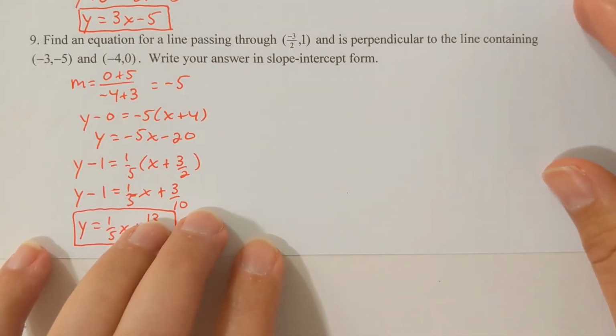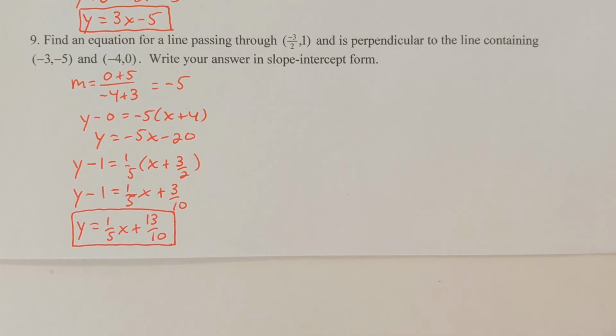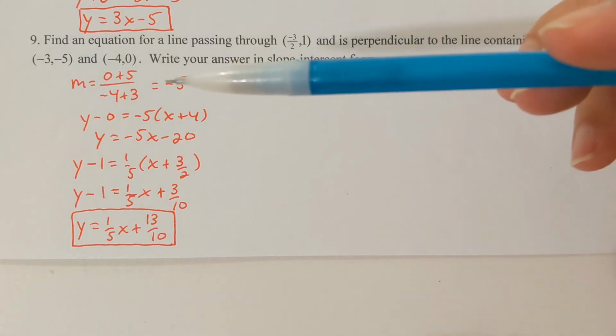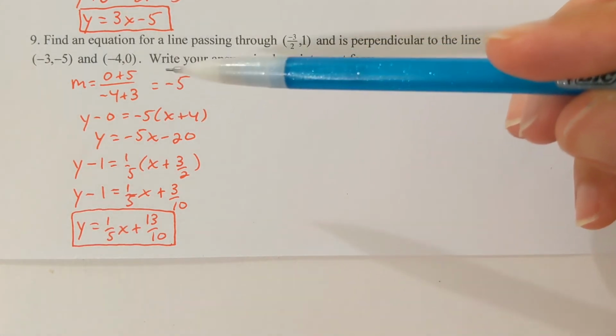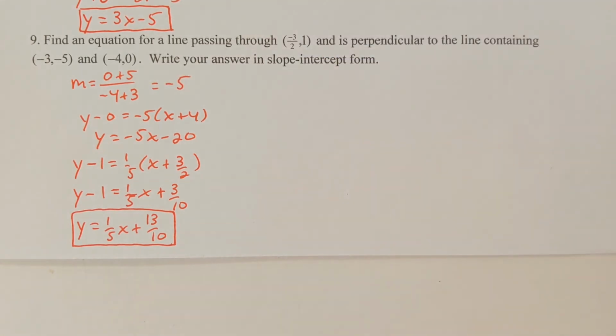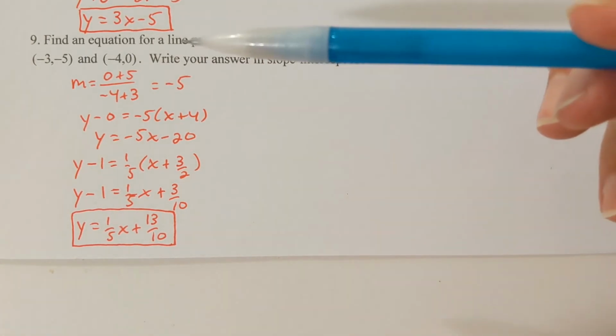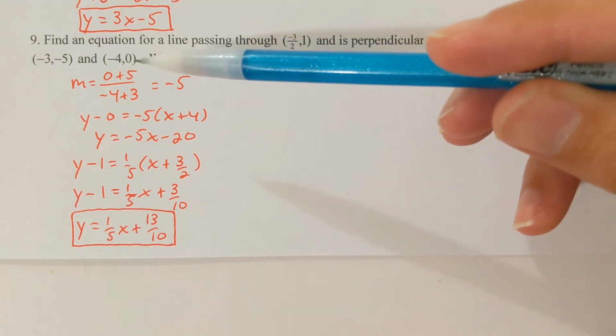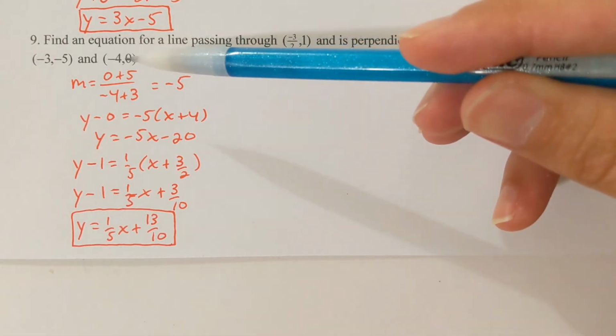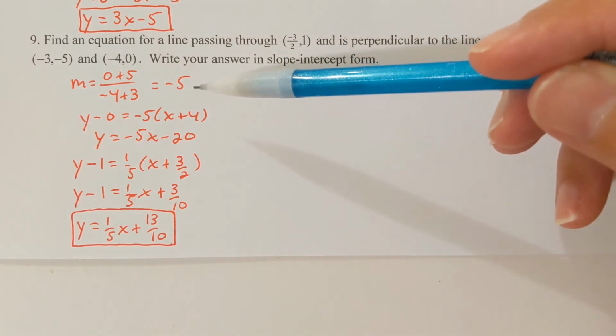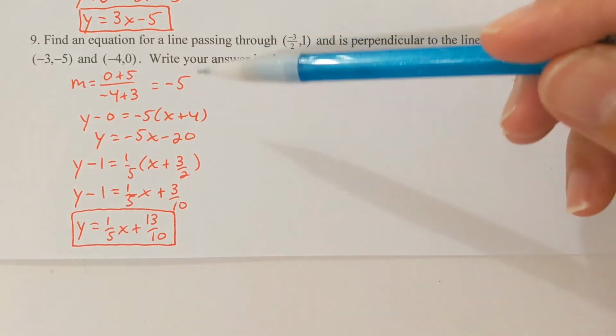Problem 9. Find an equation for a line that is passing through (-3/2, 1) and is perpendicular to the line containing (-3, -5) and (-4, 0). Write your answer in slope-intercept form. Okay, so the first thing that I need to know is the slope of this line that is given here. And so change in y over change in x, (0 + 5) divided by (-4 + 3), means that the slope of this line is -5.